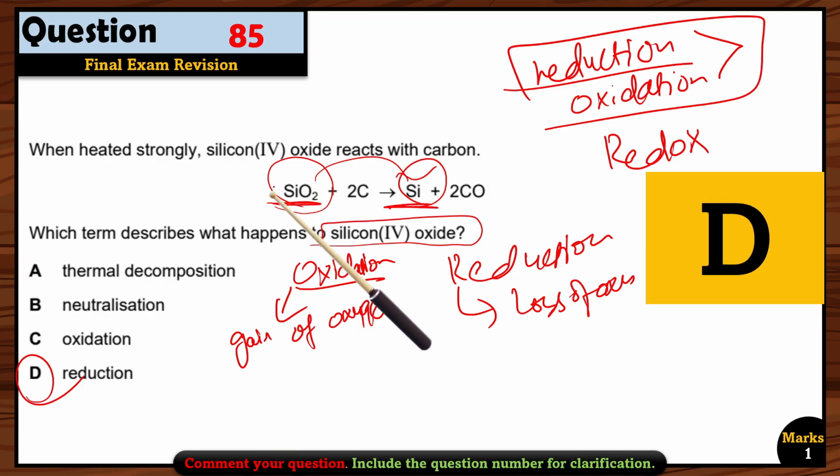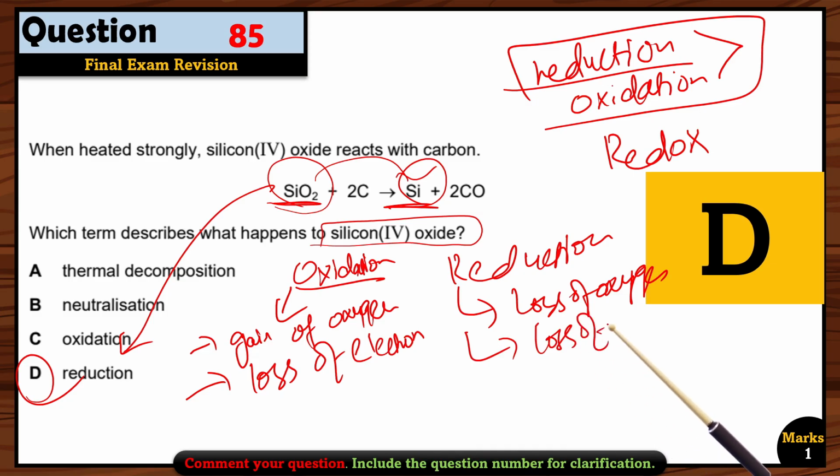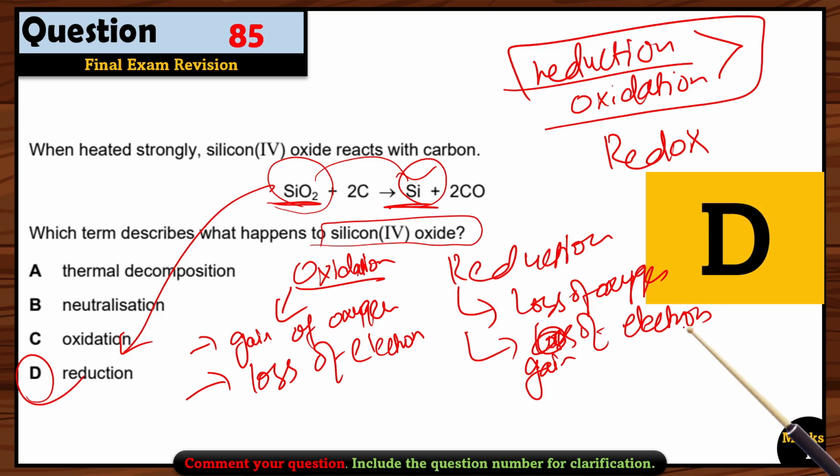Here we can see the loss of oxygen, that's why it's reduction. The second is the gain of oxygen, which means it is actually the loss of electrons. The loss of electrons is called oxidation, and the gain of electrons is reduction.